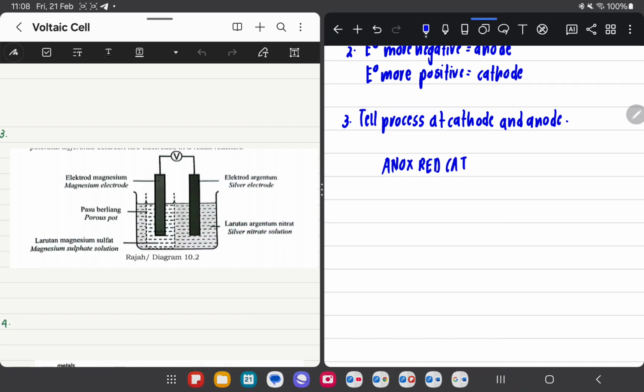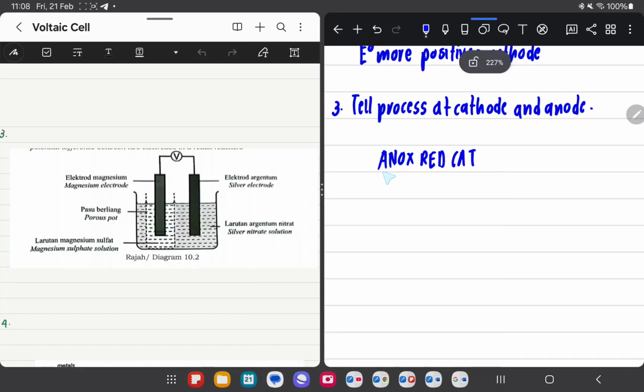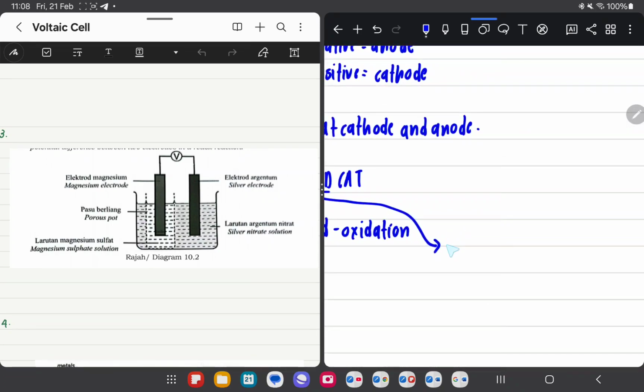Anox, red cat is a mnemonic where AN stands for anode, and the OX beside that stands for oxidation. Meaning that after you choose your ions at your anode, you should remember that at the anode, oxidation always happens. In an electrolytic cell or chemical cell, at the anode always oxidation, while at the cathode always reduction. So red stands for reduction. Reduction occurs at where? At cat. Cat means cathode.